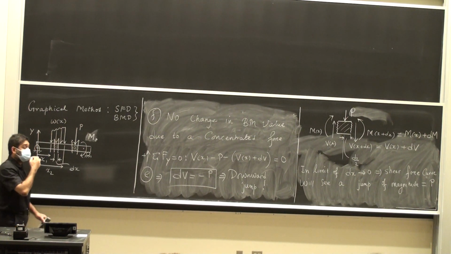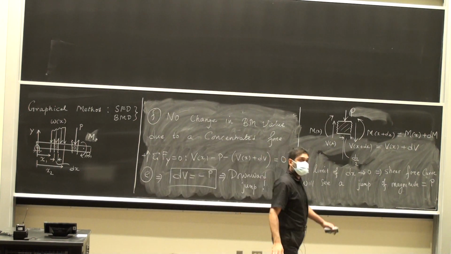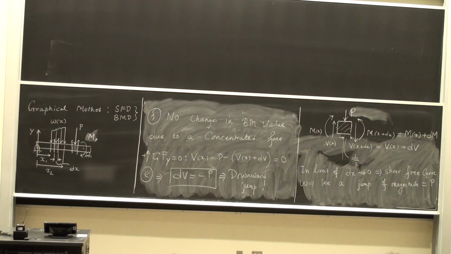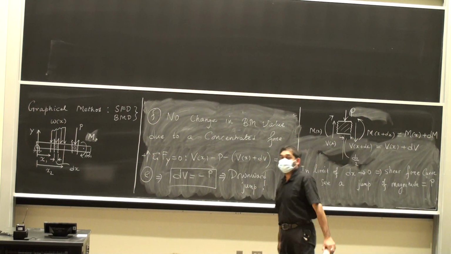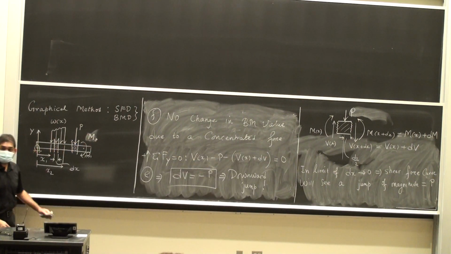So first we looked at the slope of the shear force diagram, equal to the load intensity value, negative or positive depending on the sign of the intensity. Change in the shear force is equal to the area under the distributed load. Slope of the bending moment diagram is equal to the shear force value. Change in the bending moment is equal to the area under the shear force diagram.